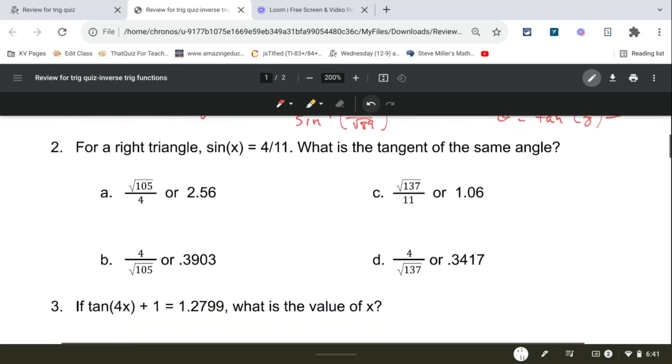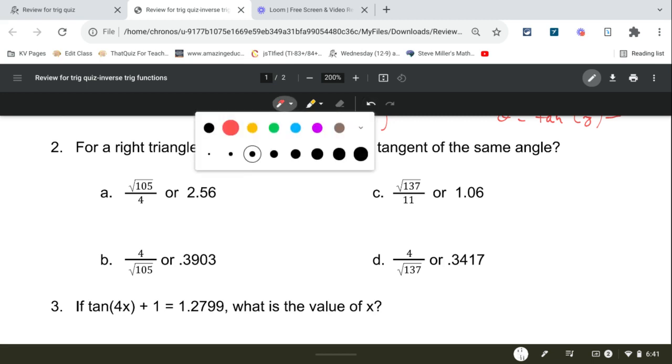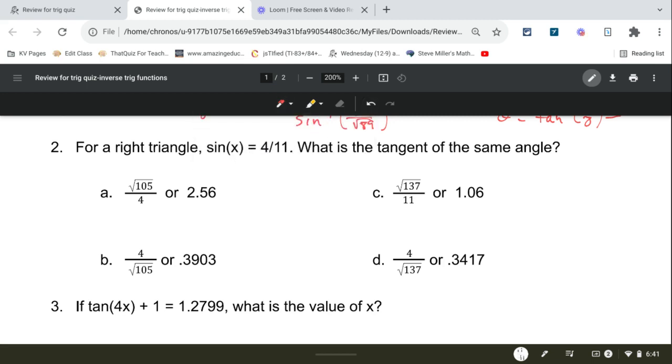Okay, number 2, for a right triangle, sine of x is 4 over 11. What is tangent of the same angle? Okay, so the quickest way to answer this is just to flat out figure out what x is first. So x is going to be the sine inverse of 4 over 11. And then we're going to do the tangent of whatever answer that is.